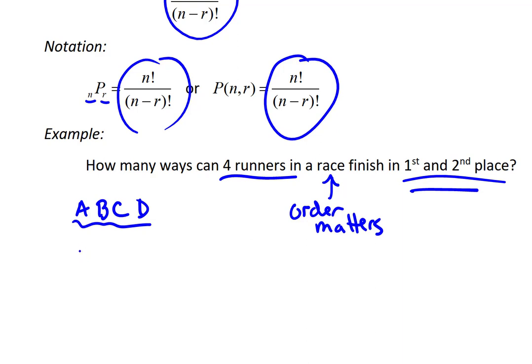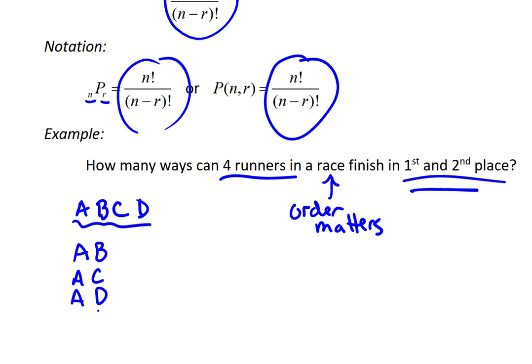we have above. So first of all, what if we had A finish first and then B finish second? So A and B could be a combination of first and second place, but so could A, C, right? A finishes first, then C finishes second, or so could A and then D. So those really are all the combinations in which A could finish first, and then any of the other runners could finish second. Of course, A can't finish first and second, so we do not have an AA combination.